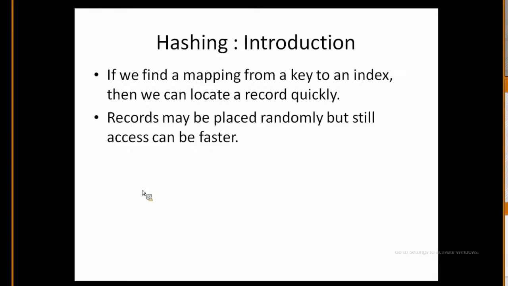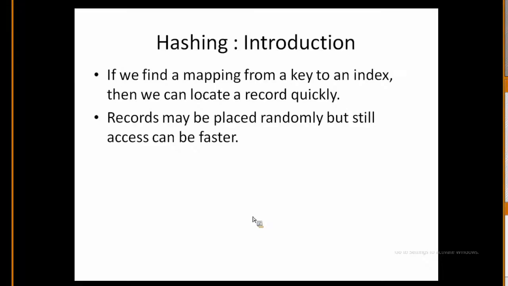Records may be placed randomly, but still access can be faster, right? It is not that one way of fast search is to put it in ascending order or descending order, isn't it? So this we have learned while doing arrays and linked lists, right?